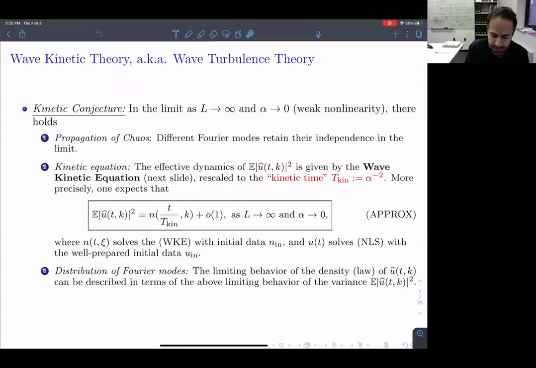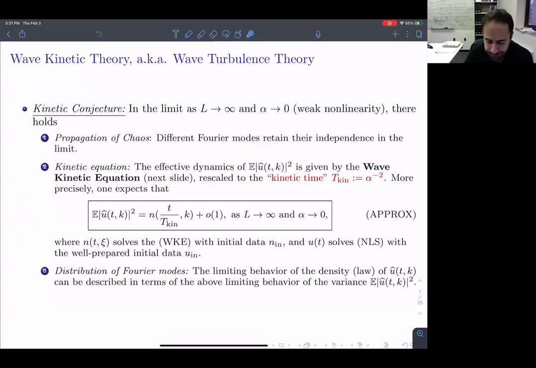So it tells us that the quantity of interest is the variance of the Fourier modes. If I look at the effective dynamics of the variance of the Fourier modes, this is given by a kinetic equation that is called the wave kinetic equation. I will write it for you on the next slide.